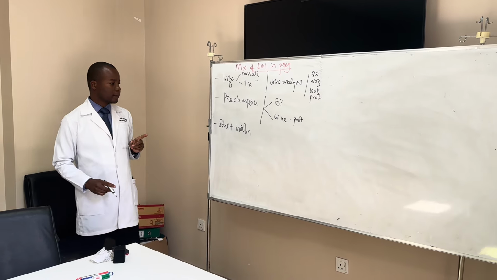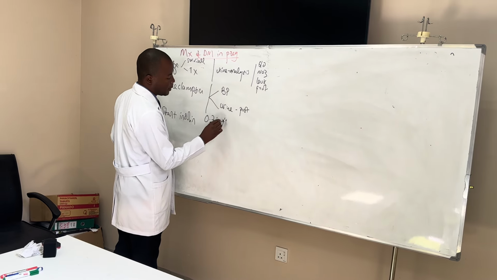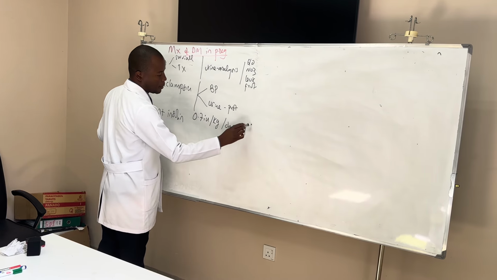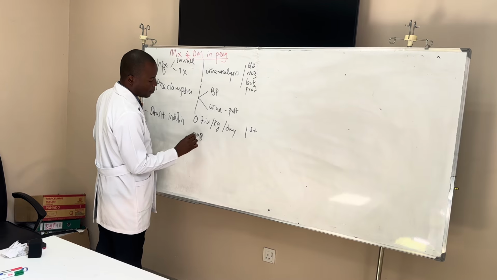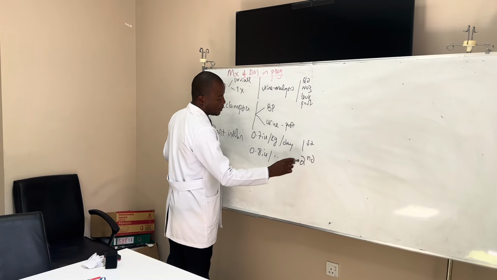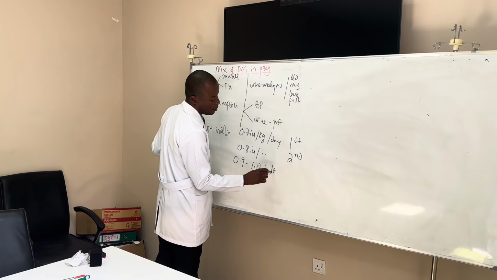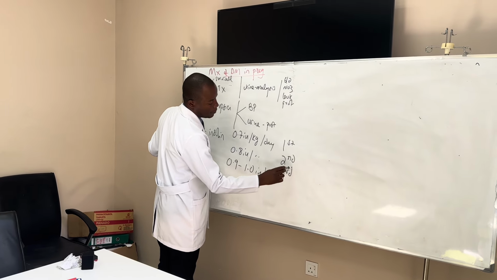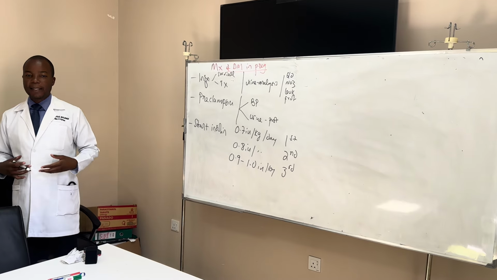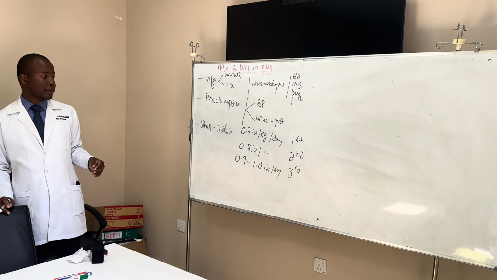Now, insulin, we know that in first trimester we give 0.7 international units per kg body weight per day. Second trimester, 0.8 international units per kg. And in third trimester is 0.9 to 1.0 international units per kg body weight. So that's a guiding principle. It's just a guide, but you can't use it as a hard and fast rule.